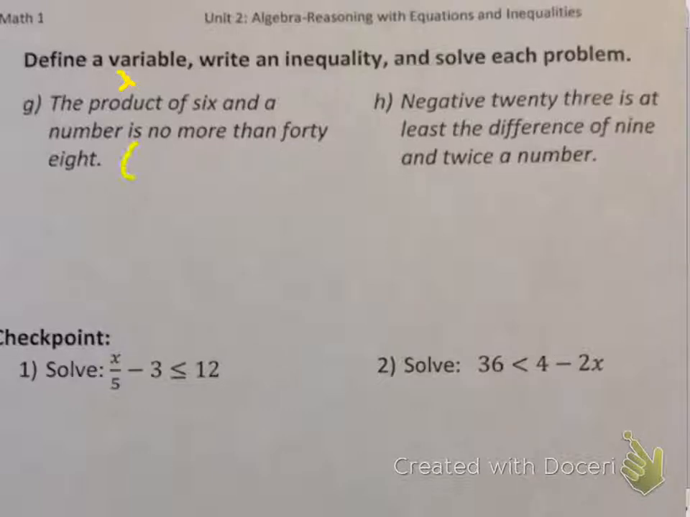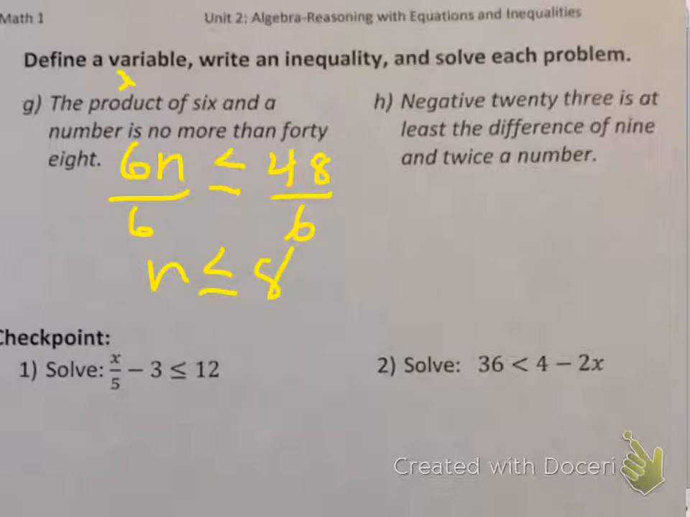a number. So we're multiplying 6 and a number. I'm going to call the number n. I just like to use n for a number. Is no more than 48. That means it can't be 49, it can't be 50, it can't be 51, so it has to be less than or equal to 48 because it says it can't be more than 48. So there's my inequality that I wrote. It does say solve it, so I'm going to divide both sides by 6. And I get n is less than or equal to 8 for my solution.